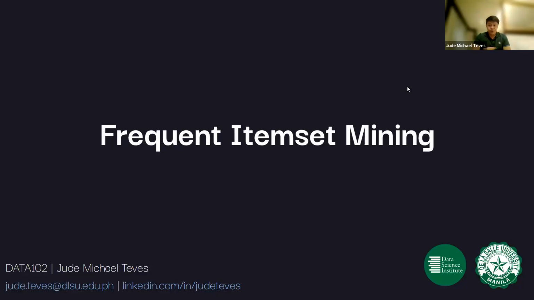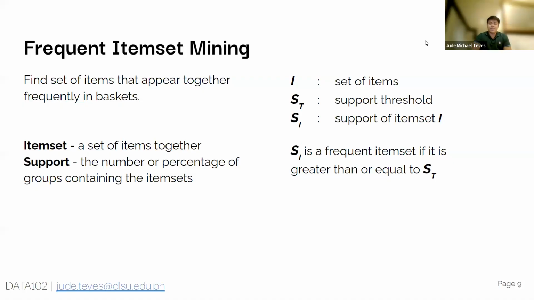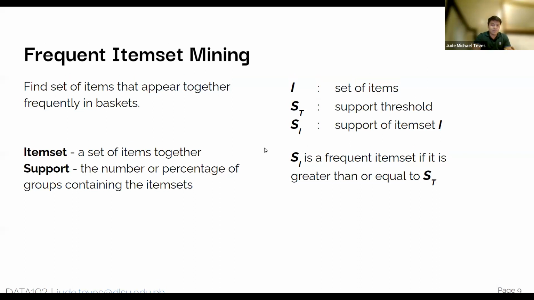Okay, so we will now proceed to frequent item set mining, which is important before we can do the association rule learning. So what is frequent item set mining? Well, it is finding the set of items that appear together frequently in baskets. So we have the following terms that we use for this. We have item set, which is a set of items together, and support, the number or percentage of groups containing the item sets. And we also have a support threshold.